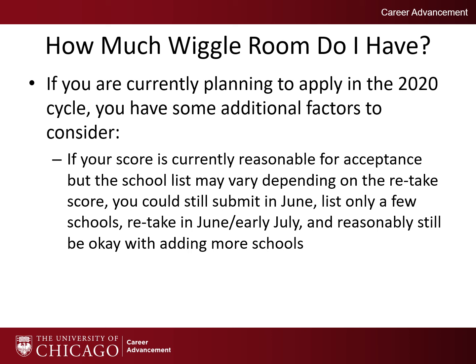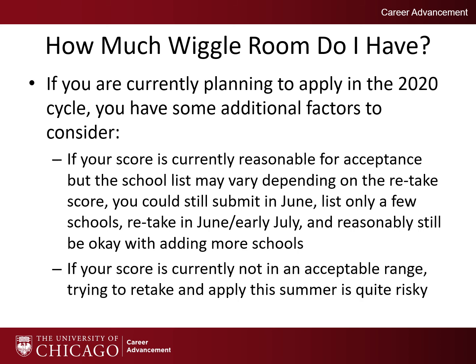So they'll see your AMCAS the very next day, and can reasonably get those secondaries out to you. And as long as you're committed to turning those secondaries back in ASAP, you're really not losing too much ground when it comes to the application process. If your score, though, is currently not in an acceptable range, trying to retake it this summer and apply immediately is quite risky to do.